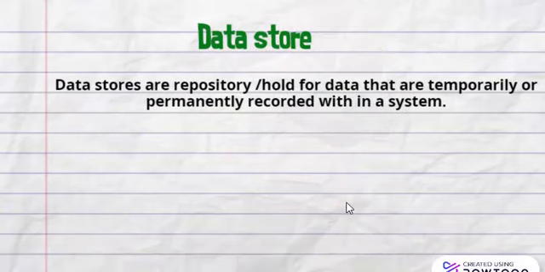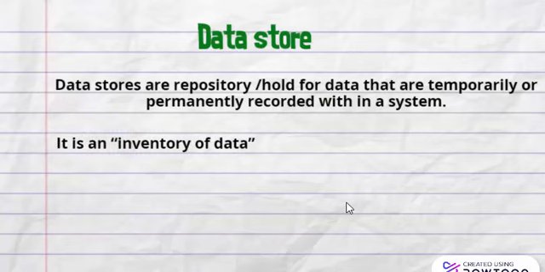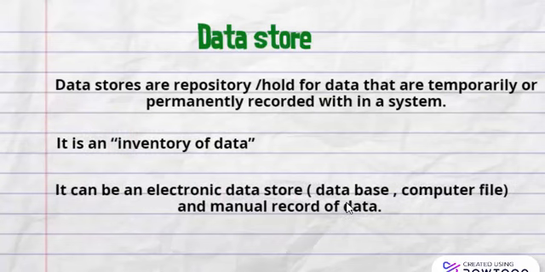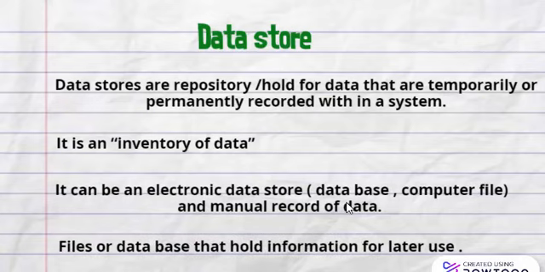Data store. Data stores are repositories for data that are temporarily or permanently recorded within a system. A data store is an inventory of data. It can be an electronic data store, database, or computer file, and a manual record of data. Files or databases that hold information for later use.